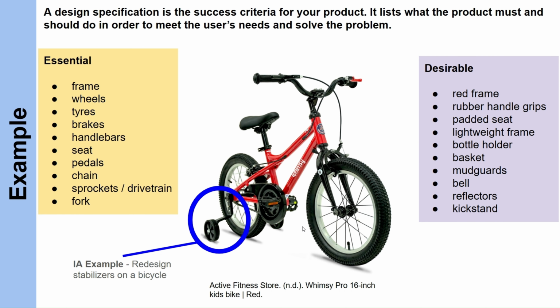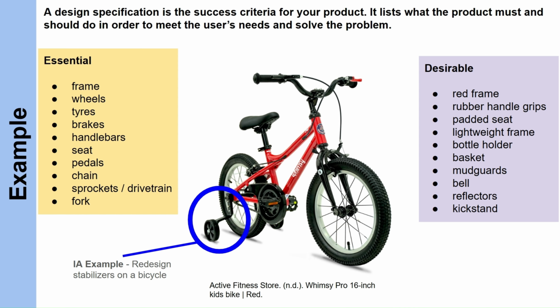What I always do is use a bicycle as an example. A design specification, first of all, is a success criteria for your product. It lists what the product must and should do in order to meet the user's needs and solve the problem. It's basically the success criteria for your product. In order for your product to do X, Y, and Z, it needs to have A, B, C.